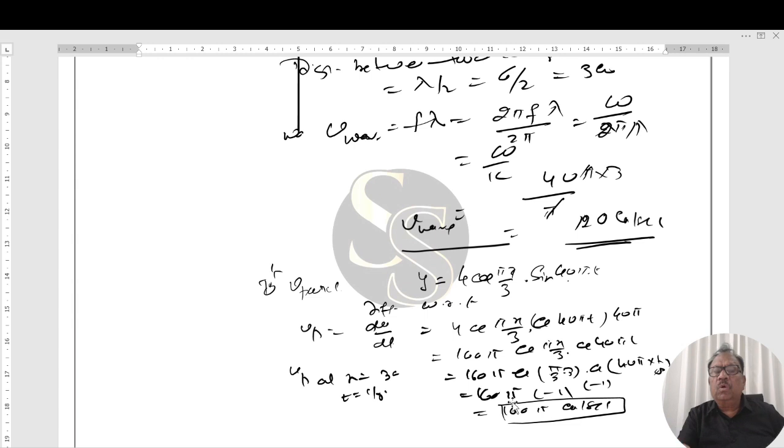Now I have discussed all the things: how to find the wave velocity, how to find the particle velocity, how to find the wavelength, and how standing waves are produced, right?